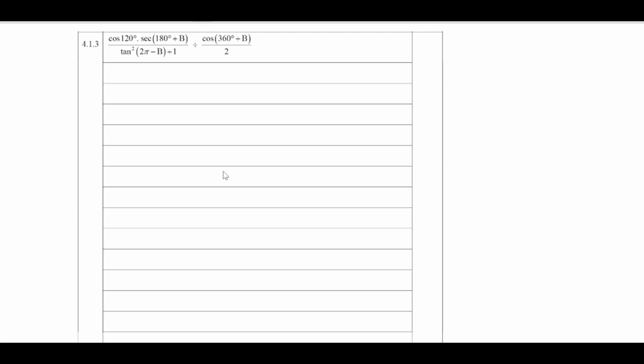4.1.3, we are simplifying. Okay, we're given the cosine of 120 multiplied by sec. This one, if you remember, we have simplified it. Also, this one, we have simplified it. This is being divided by the cosine of 360 plus and then divided by 2.